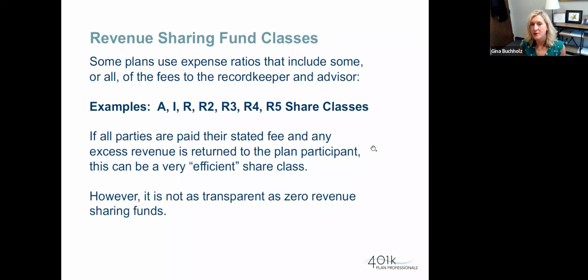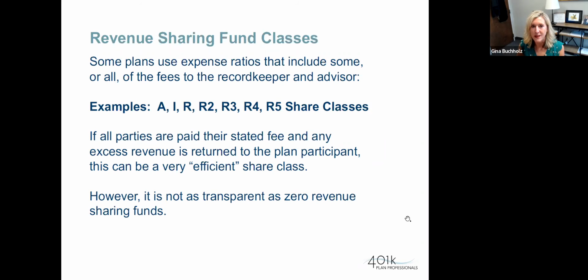So let's talk about some of our clients who use revenue sharing funds. These are represented by A shares, R shares, R3, R4, R5. If you ever look at a mutual fund and you see one of these share classes, that means that that expense ratio includes some revenue, and that revenue is going to be used to pay your record keeper and or your advisor.